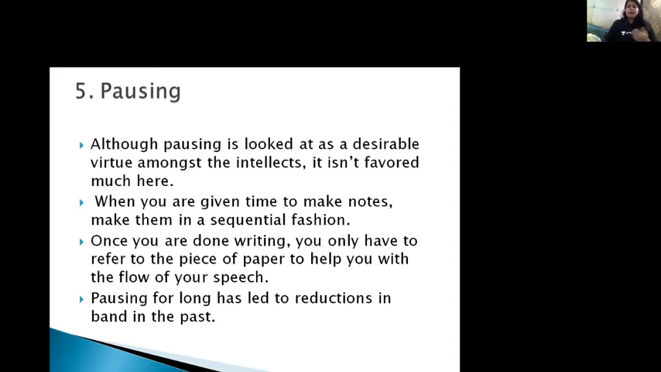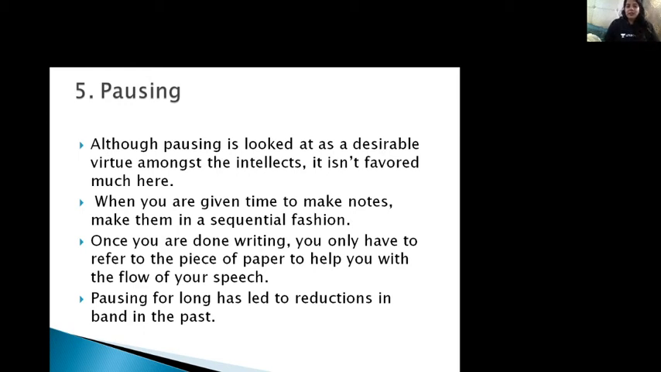So you cannot compare the situations when you are sitting and reflecting upon your life. You are considered to be an intellect, you just think, you ponder more and you verbalize your thoughts. But when you're speaking on a topic, and that too when you've got a task card, it is not much favored over here to take pauses.